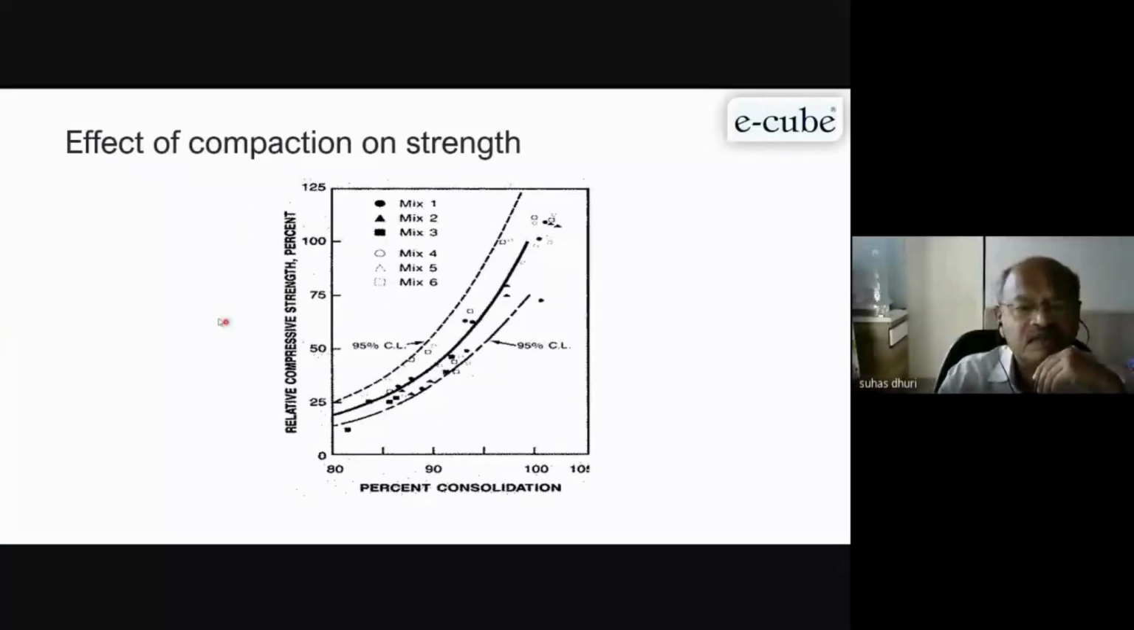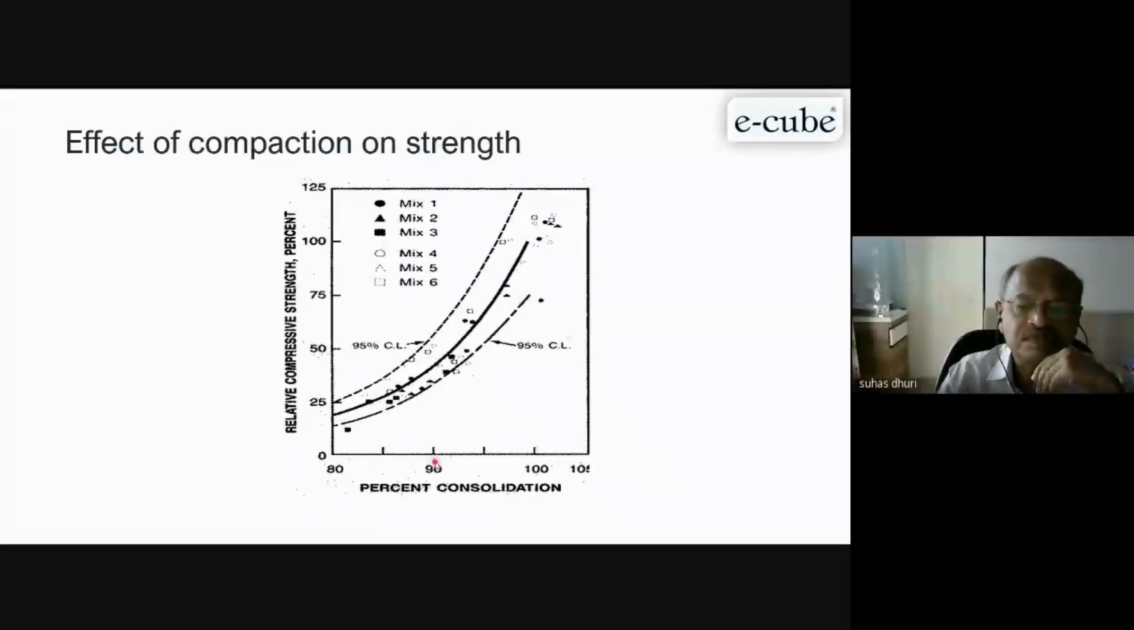See what happens as an effect of this. Here is a properly vibrated mix, and this is 95%. If you do not vibrate properly, see here, you get lower results. See, percentage wise they are given. Once you get 90%, the strength is like this. If you see 100%, the strength is around this much. Relative compressive strength, percentage wise.